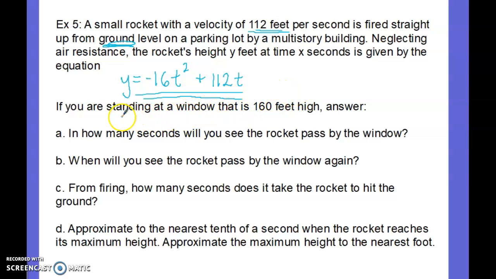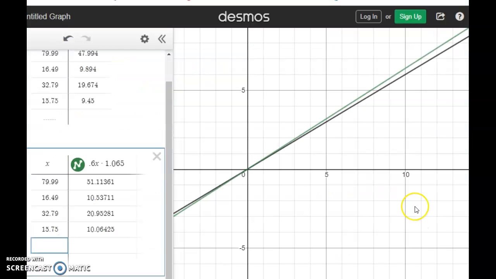So what you're doing is you're at a window that's 160 feet high, and you're only looking straight out the window, you're not looking down. It's asking you in how many seconds will you see the rocket pass the window.